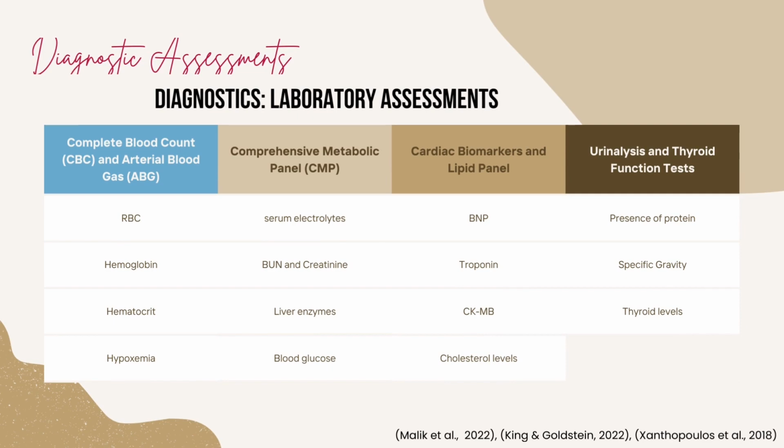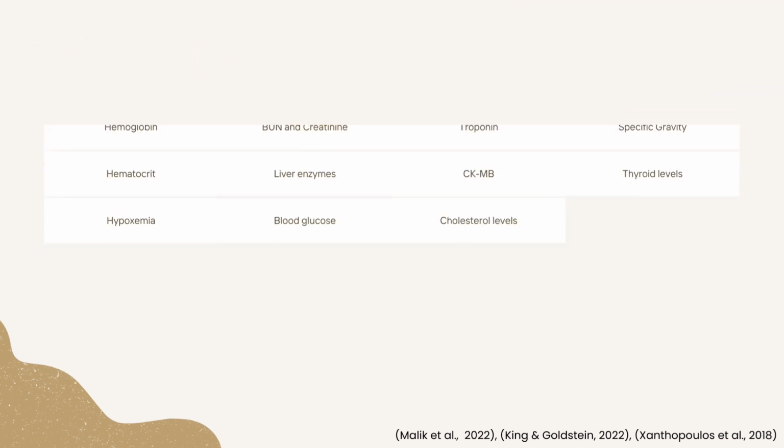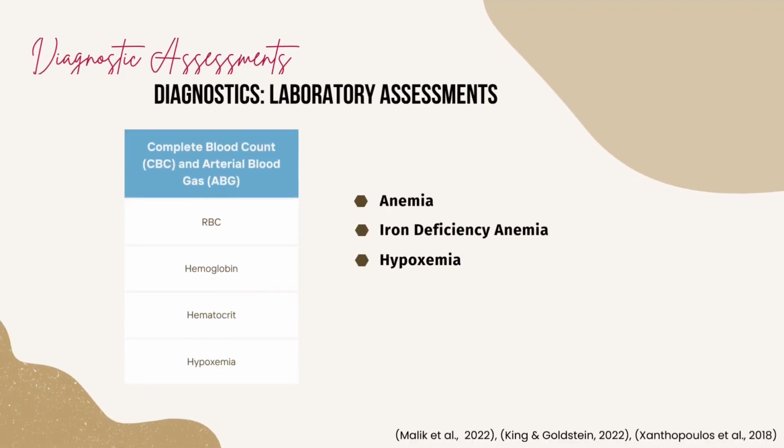Several diagnostic assessments need to be obtained to have comprehensive information regarding the patient's history. For lab assessments, we perform CBCs, CMPs, cardiac biomarkers, lipid panel, urinalysis, and thyroid function tests, which is particular to patients that are 65 years old and above. The CBC is completed, as well as ABGs, to help detect the presence of anemia or IDA and disturbance in the oxygen carrying capacity of blood cells. Levels of RBC, hemoglobin, and hematocrit will be low, and it will be verified by the presence of hypoxemia in the ABG.